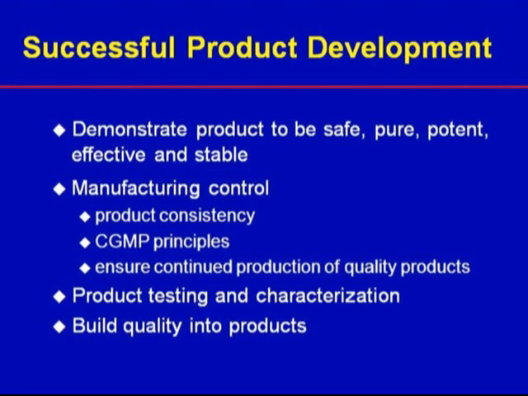In addition, you must demonstrate control of the manufacturing process and the continued ability to manufacture a quality product after licensure. Manufacturing control is demonstrated by product consistency and current good manufacturing practices, or CGMPs. Product consistency is demonstrated through testing and characterization of product quality attributes throughout the product's life cycle. It's important to recognize, however, that quality cannot be tested into products, but should be built in by design and should include thorough evaluation of the manufacturing process at all phases of development.